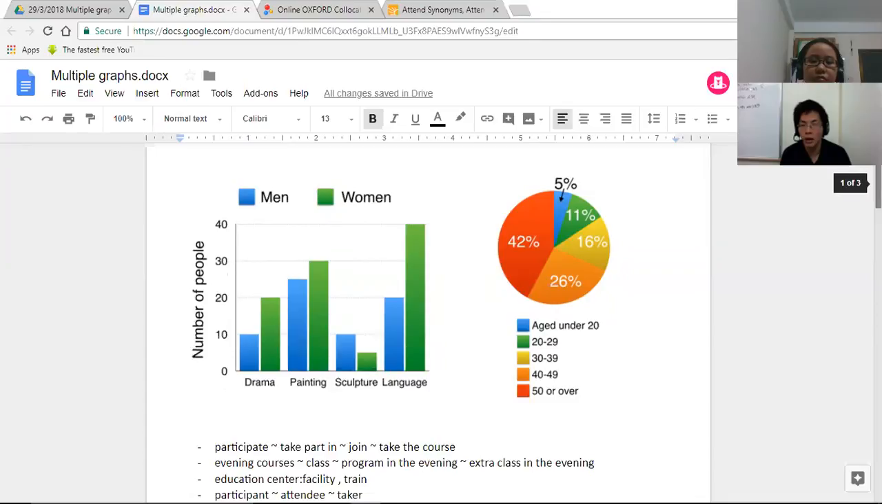For the pie, I can see one thing is the group 50 or over made up the biggest proportion of the pie. Yeah, the biggest proportion. And so I think we can formulate our sentence. It's easy for us to do it now. Yep.